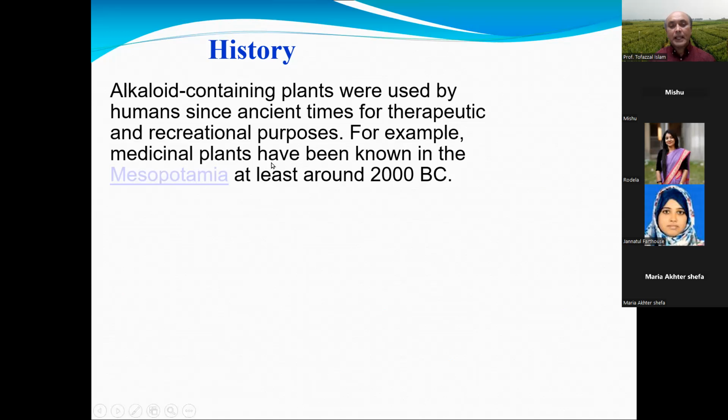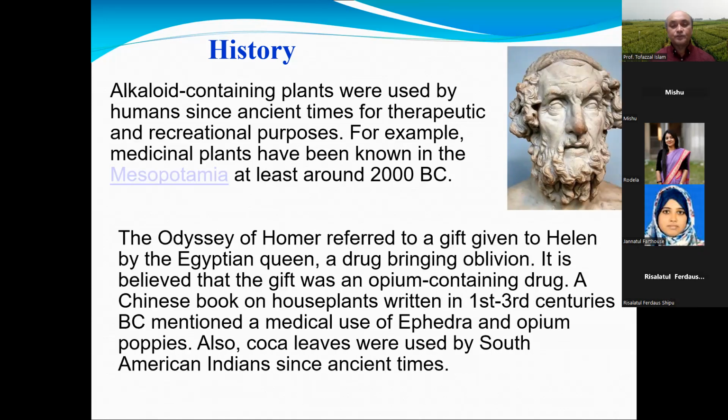For example, medicinal plants have been known in Mesopotamia at least around 2000 years before the birth of Christ. Very interesting, the Odyssey of Homer referred to a gift given to Queen Helen, which was a drug bringing oblivion. It is believed that the gift was an opium-containing drug. That means opium, obviously you have heard about this alkaloid. Opium is a very powerful drug, and it profoundly influences the nervous system or brain activity.